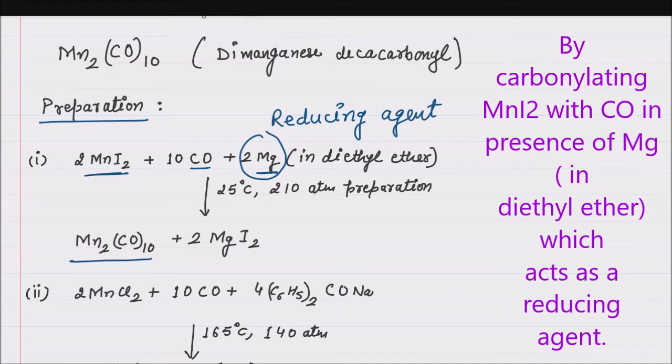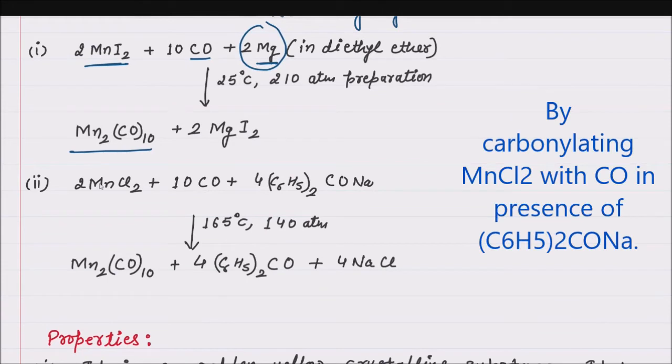Now the second preparation is we can prepare it by carbonylating MnCl2, okay, and again we get Mn2(CO)10. So these are the two methods of preparation of dimanganese decacarbonyl.